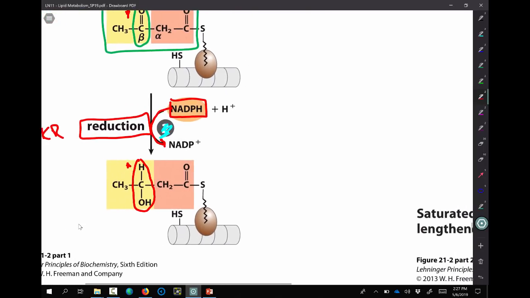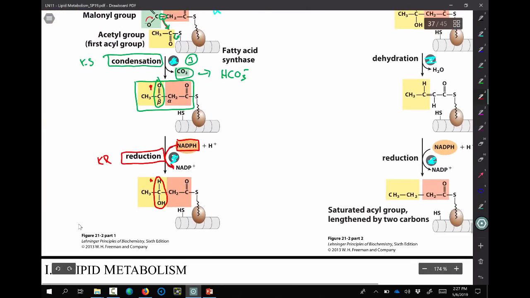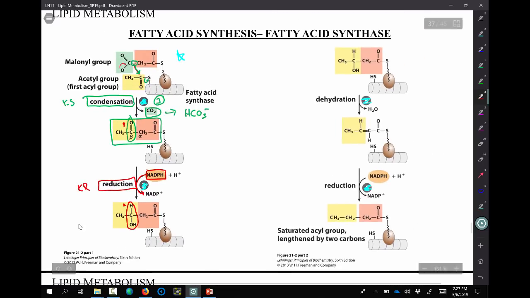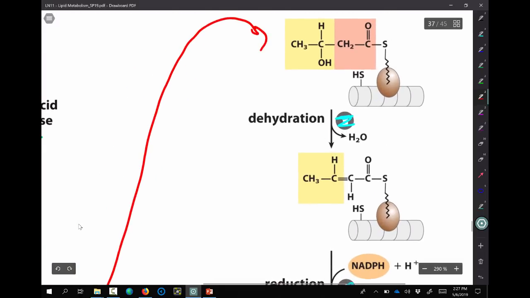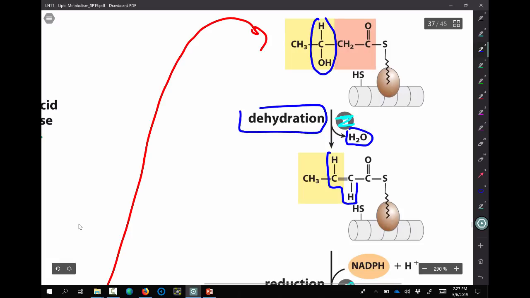Now come over here, so zoom out real quickly. Come over here, and that alcohol is going to be dehydrated. I'll remove water from this. That's going to happen by a dehydratase. We go from alcohol through dehydration, water is going to come off, and we're going to get now a trans double bond. That will be catalyzed by the domain DH, dehydratase.